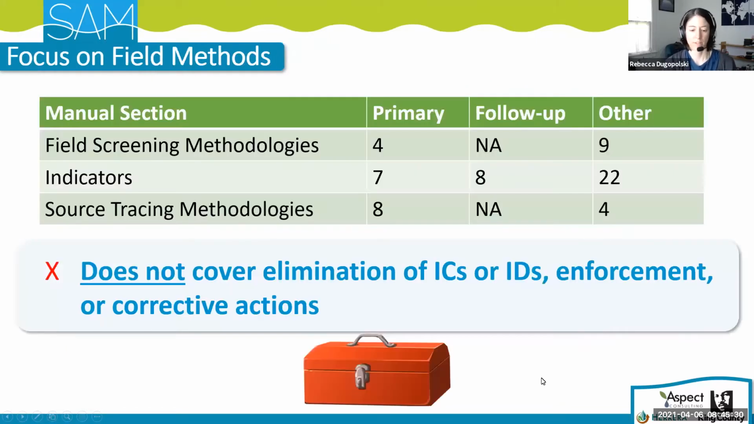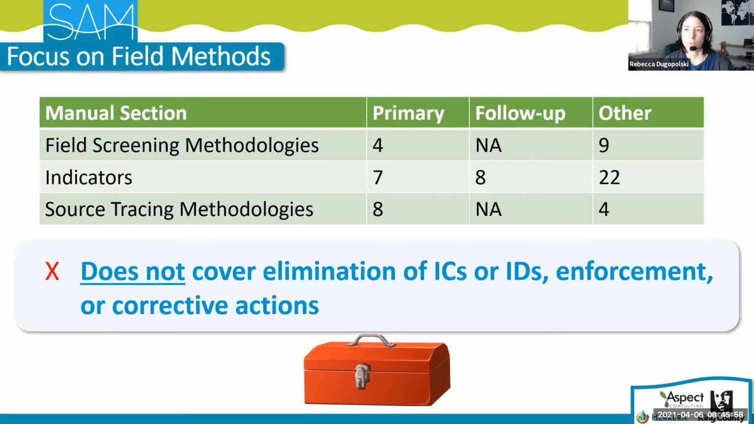Next slide, please. So this is just a summary of how things changed in the manual. If you're familiar with the original manual, we streamlined things a little bit. So we have fewer field screening methodologies. We went down to core 4 methodologies that we'll take a look at in a minute. And the number of other methodologies went up for field screening methodologies. In the indicators section, we still have the 7 primary field screening indicators. Those are still the same ones as the original manual.